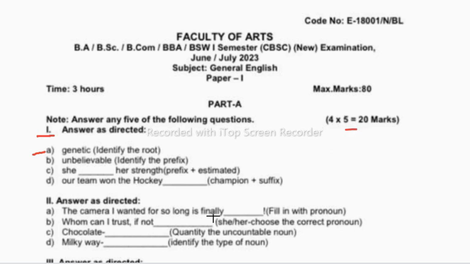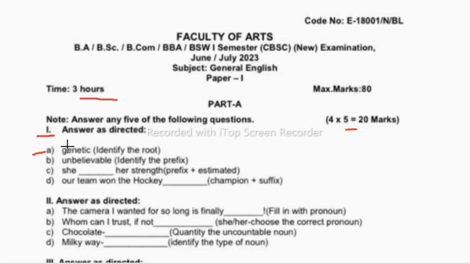And under part B you would get internal choice. There you have to write the summaries. At the end of this video I will show you how you have to write your summaries. So now let's start solving this part A, and the time allocated is 3 hours, as you know.